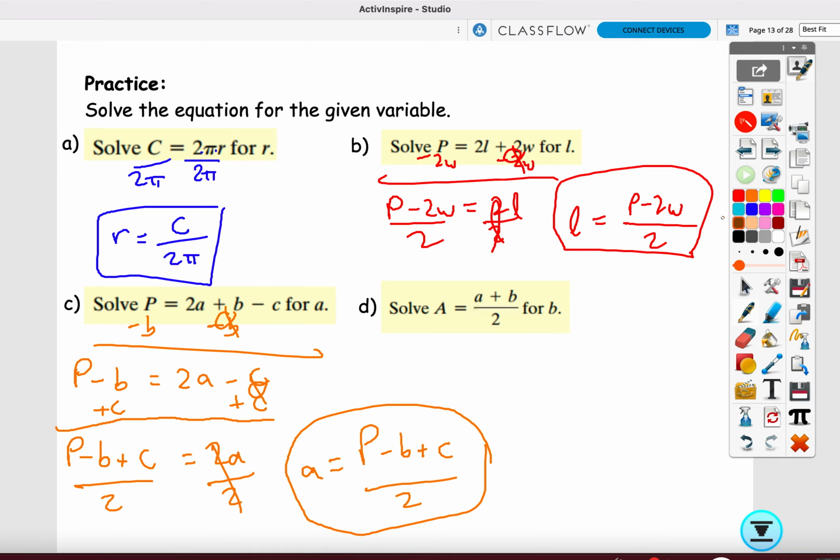D is solve A equals A plus B over 2 for B. So to touch this B first, we can get rid of this dividing by 2. The opposite of dividing by 2 is multiplying by 2 on both sides. So that cancels out. So then we get 2A equals A plus B. Now to get B by itself, move little a to the other side. So then we get B equals 2 big A minus little a. And we are done.